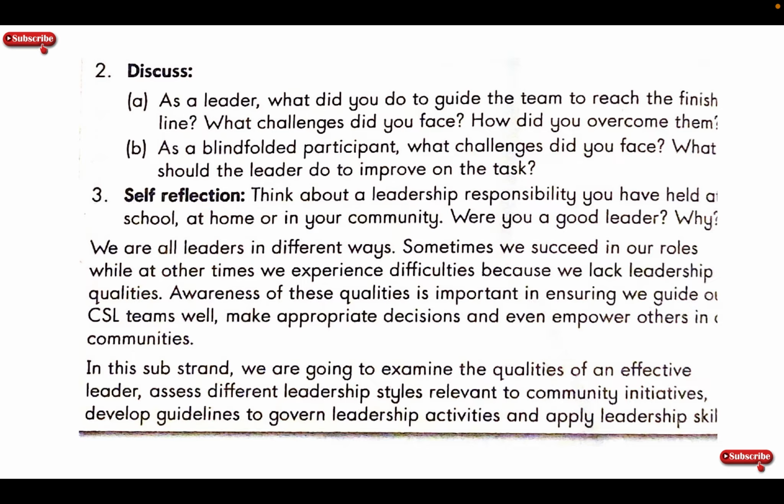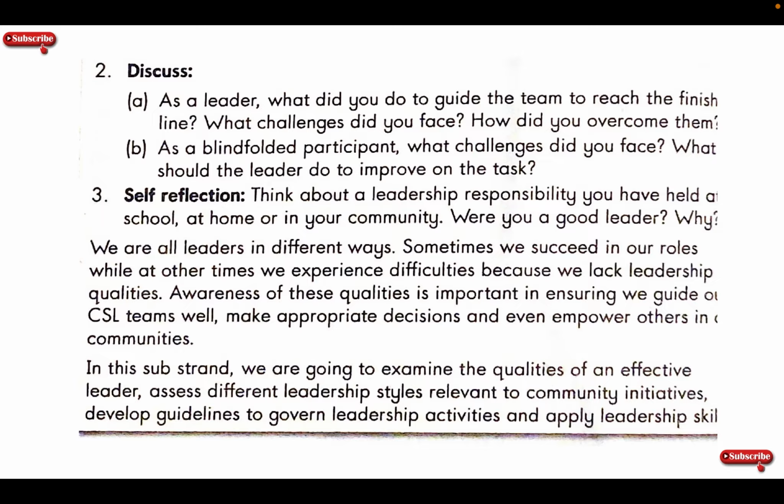Then ask yourself now, why you've been asked here, were you a good leader? Of course, you'll say yes. If the people followed the directions that you gave, you are a good leader. Because how do you know you are a good leader? You reached what? The goals. You can say, yes, I was a good leader.